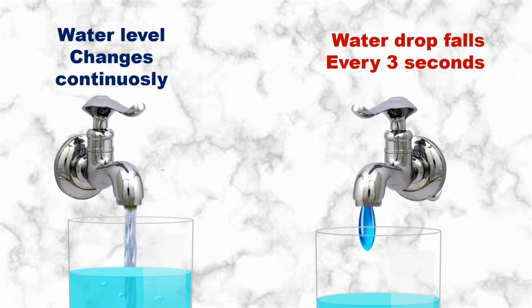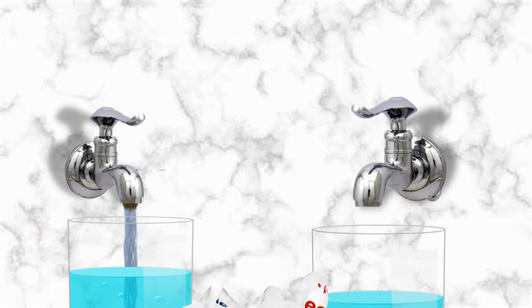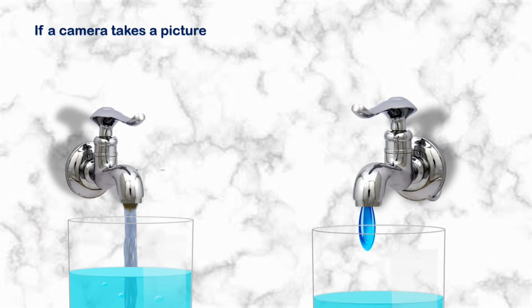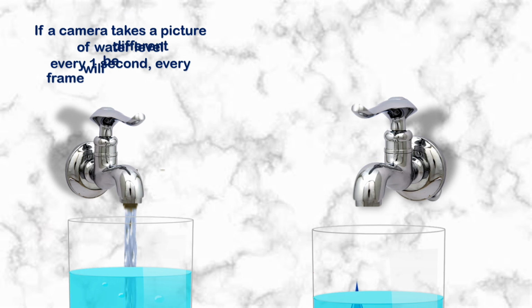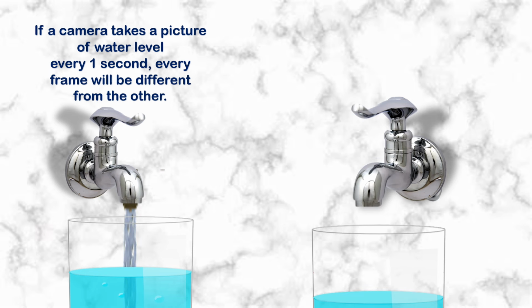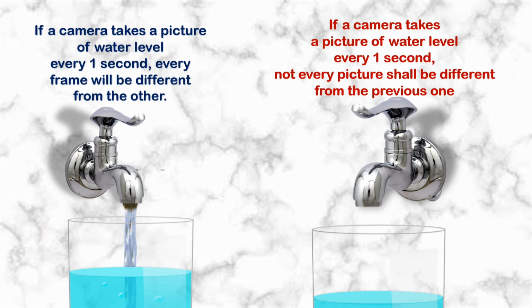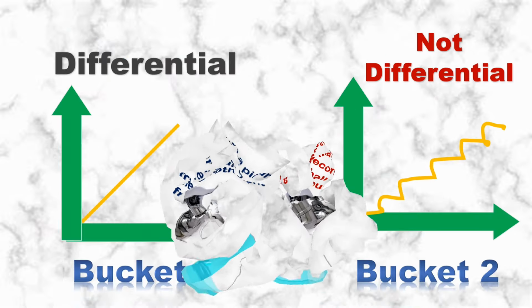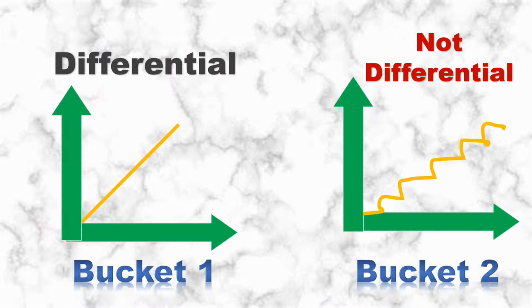So let's say you are using a camera to measure the rate of water level change every second. For the first bucket, every photo will be slightly different in showing the water level from the other photo. For the second bucket, consecutive photos taken after 1 second won't necessarily be different from each other. If you compare the graphs of water level of bucket 1 and bucket 2, you will see that in bucket 1, there is constant change per second, or even per millisecond. But for bucket 2, the change happens in steps. So graphically, it is not necessary that 2 points will have different slopes.